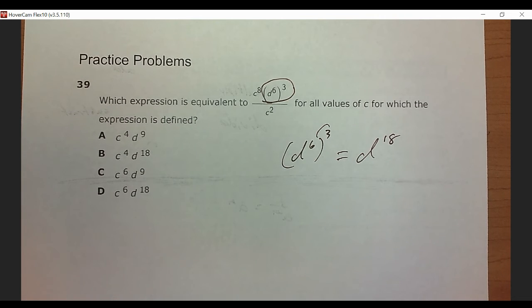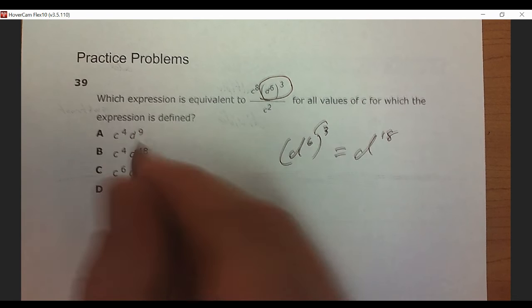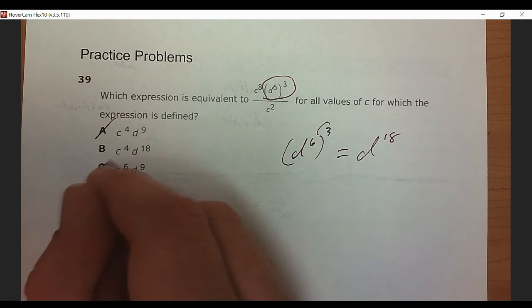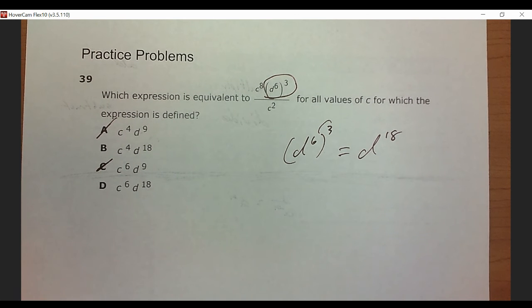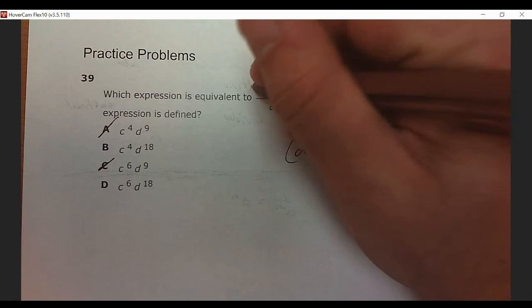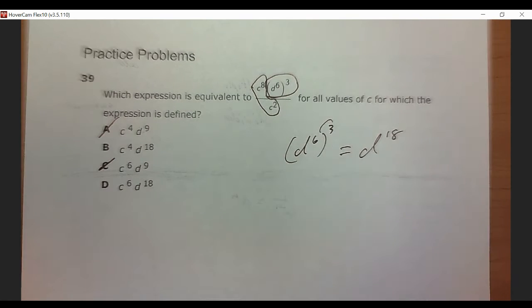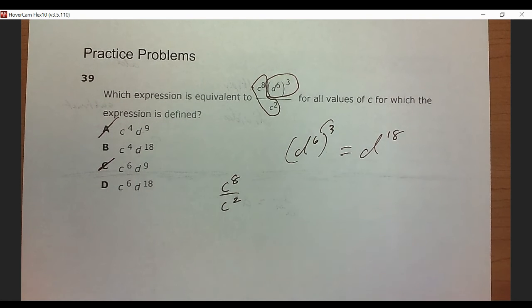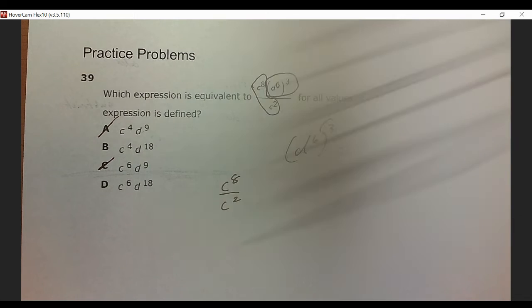So I know my letter D in the answer choices has to have a power of 18. D9, nope. D18, could be. So we're down to 2. We've already split it 50-50. We've gotten rid of 2 like that, just by noticing we have that parentheses right there. Well, all that's left now is the letter C's. I'm going to write it small here, C8 over C2. Look at our formula chart.